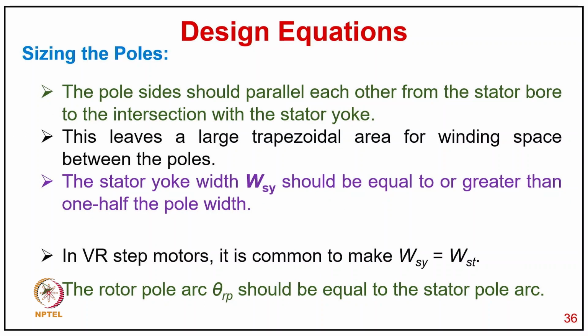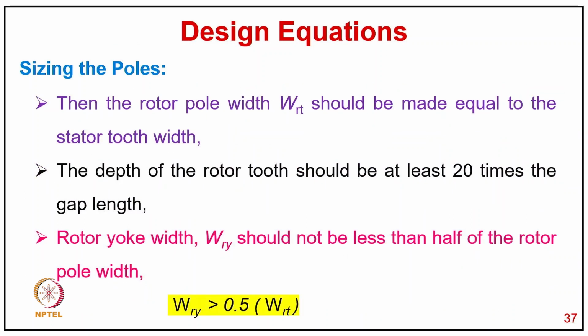Now typically sizing the pole, the sides should be parallel to each other from the stator bore to the intersection with the stator yoke, and this leaves a large trapezoidal area for winding space between the poles. And the stator yoke with width WSI should be equal to or greater than 1/2 of the pole pitch. And in a VR stepper motor, it is common to make WSI equal to WST, and the rotor pole arc theta RP should be equal to the stator pole arc.